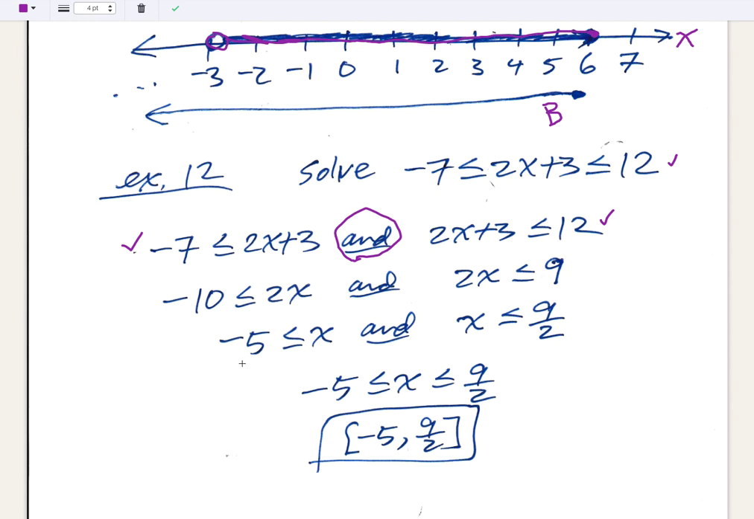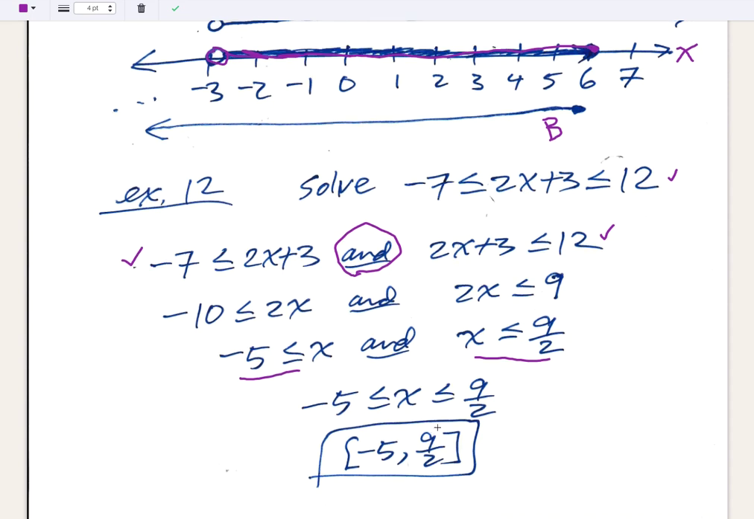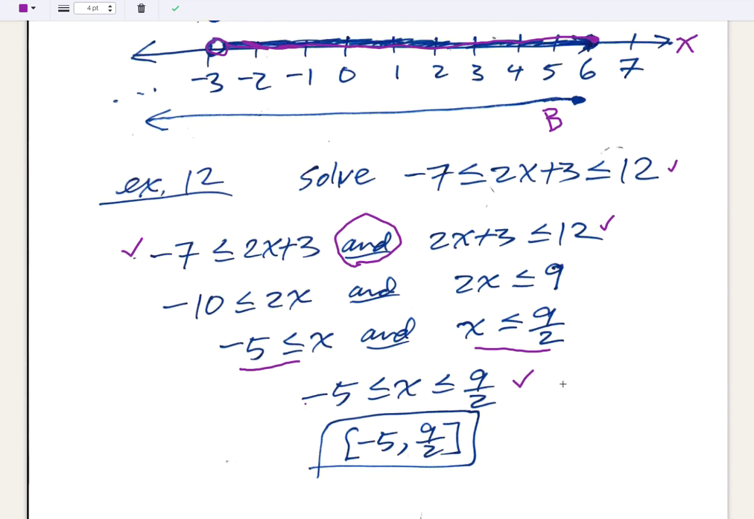So anyways, our conclusions are -5 is less than or equal to x, and x is less than or equal to 9/2. You could graph those like we did up here, but I think you can see what I'm driving at here. The intersection of those two sets would be what? The set of all x such that -5 is less than or equal to x is less than or equal to 9/2. So we could actually write this in interval notation: square bracket -5, comma, 9/2 square bracket.